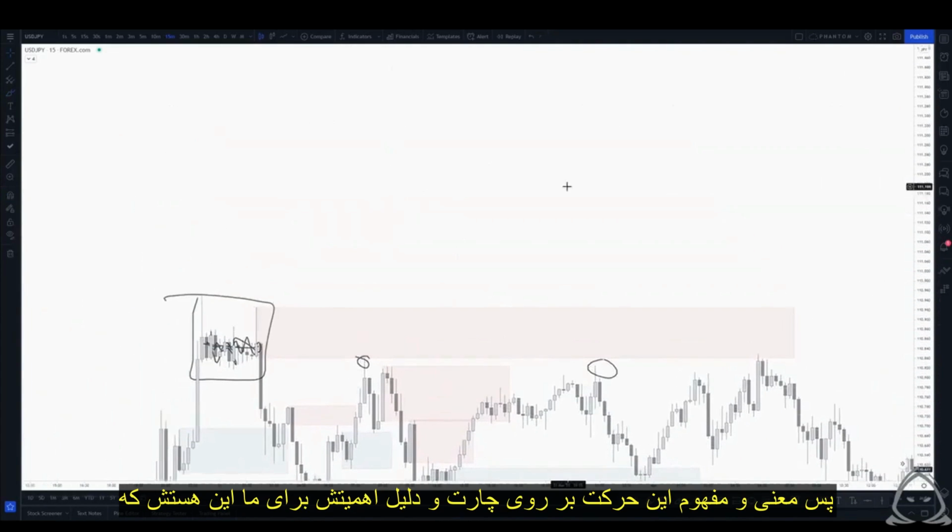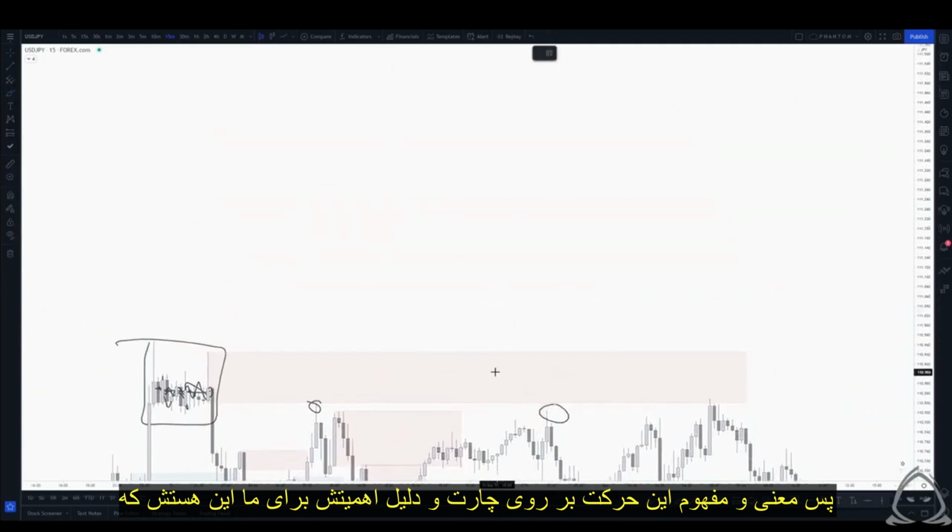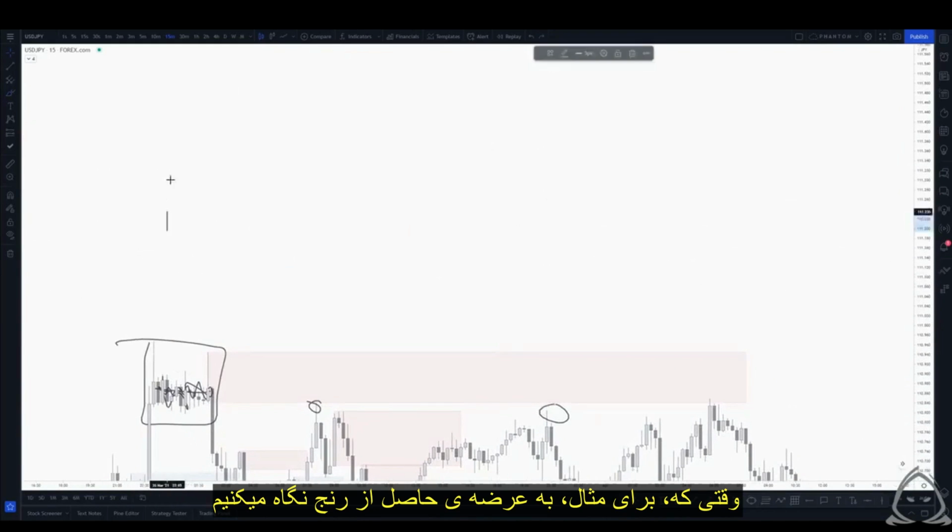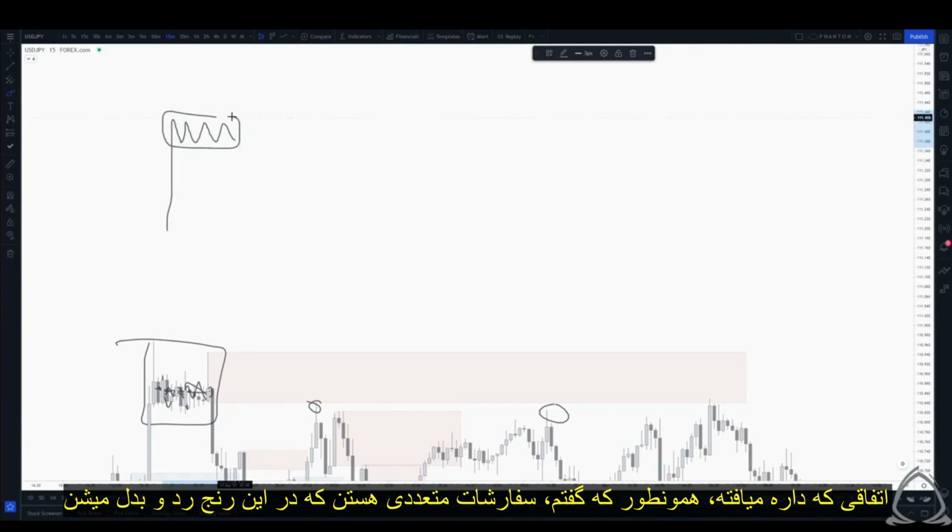So what that means and what that's suggesting on a chart and why this is important to us is when we're looking at a range created supply zone, for instance, what's happening, as I said, is there are multiple orders changing hands in this particular range.